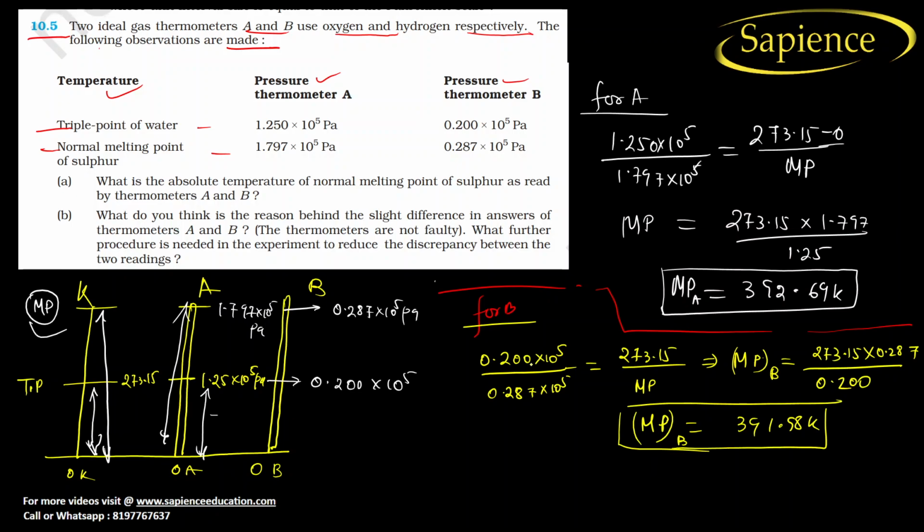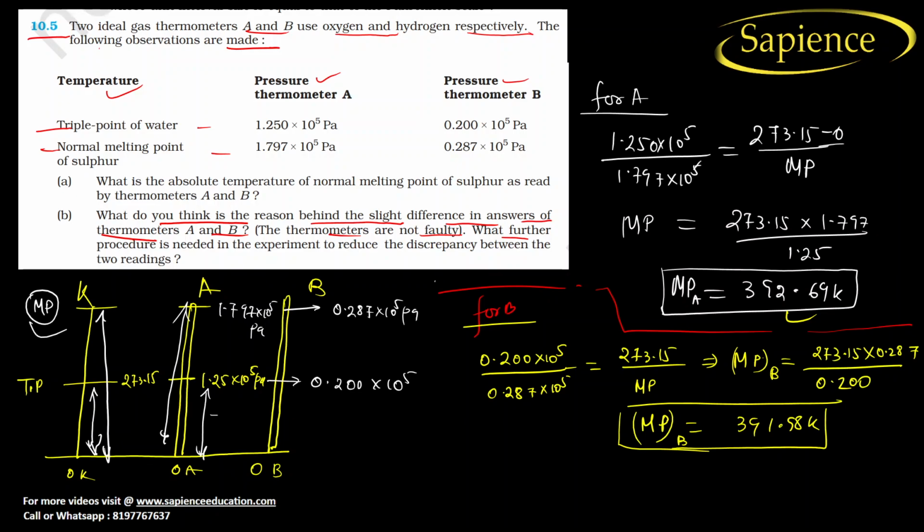One thing you have noticed here: it is 391.98 Kelvin and 392.69 Kelvin. Why is there a slight change? It is the answer to question number two. In question number two, they are asking, what do you think is the reason behind the slight difference in the answers of thermometer A and B? The thermometers are not faulty, meaning there is no incorrectness in the thermometer. The thermometers used are proper, but the values are varying. Anyone, you can answer it.